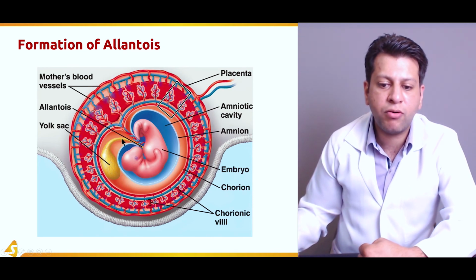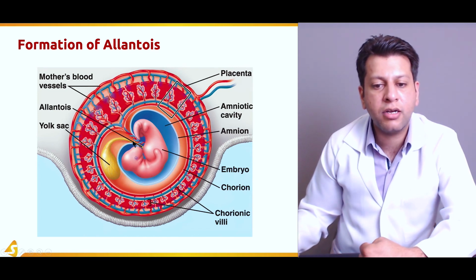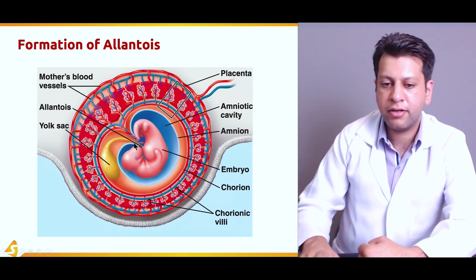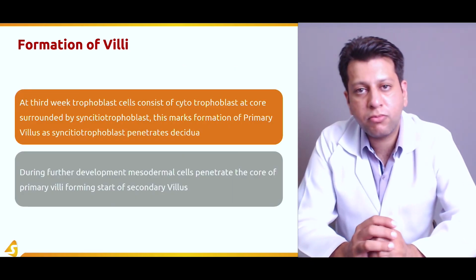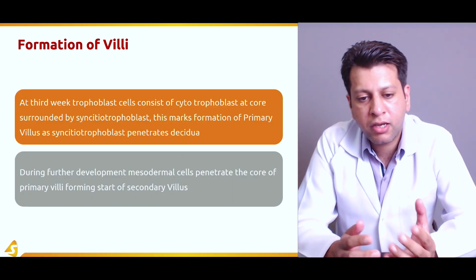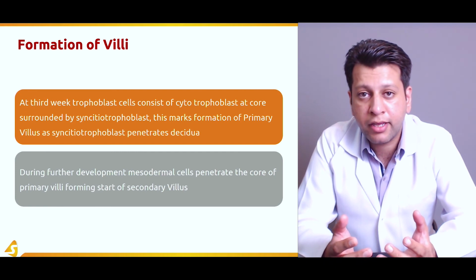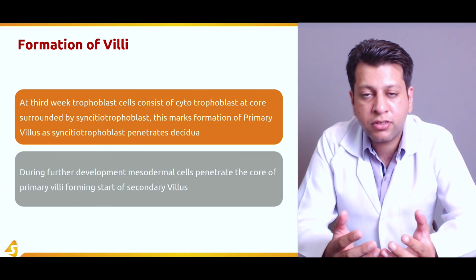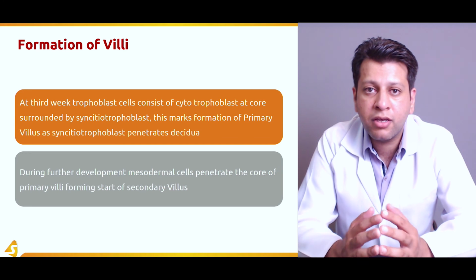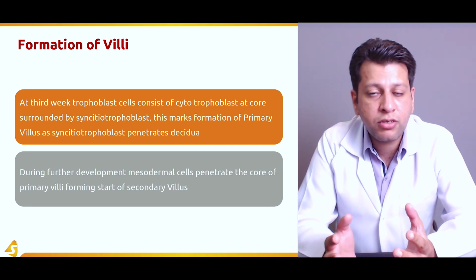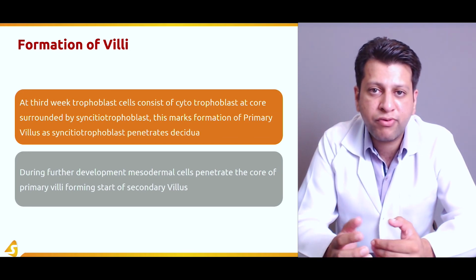This eventually will form the urachus and eventually persist in adults as a median umbilical ligament. Now we know by this time the cells are continuously dividing, and from where are these nutrients and oxygen coming? We initially knew that there were two layers of cells: syncytiotrophoblasts and cytotrophoblasts.